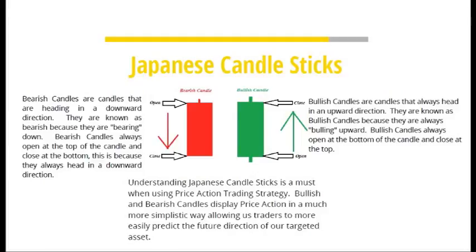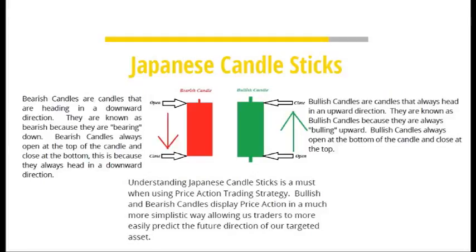Understanding Japanese candlesticks is a must when using this trading strategy. It really is simple. The bearish candles are always going down, bullish is always going up. Once you get a better understanding of these Japanese candlesticks, you can see how they come into play with price action, because you really need to learn how to understand them.